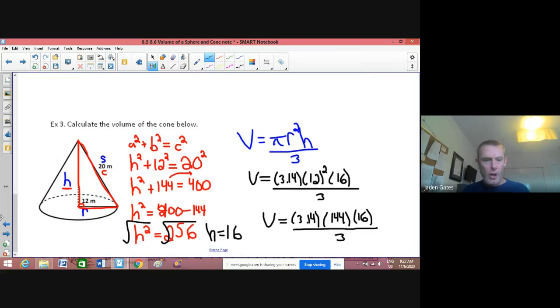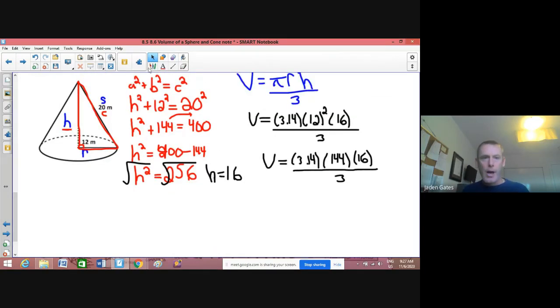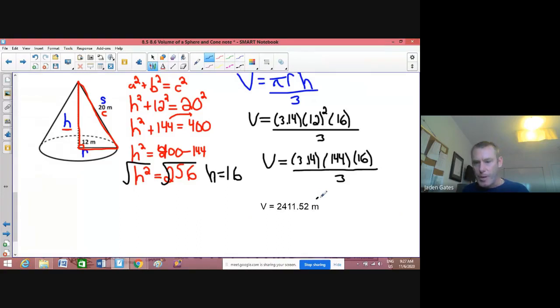All right, I can do that all now in one step. So I take the numbers on the top, multiply. The number 3 at the bottom, I'm going to divide. So I get 3.14 times 144 times 16, and then divide by 3. I'm getting 2,411.52. Again, go to 2 decimal places. We're talking about meters here, and again, it's space. So it is cubic meters.